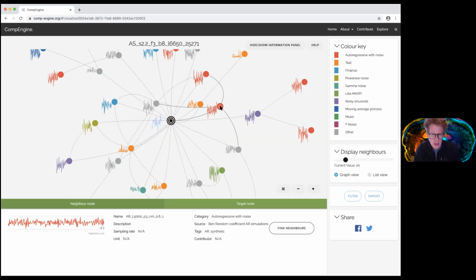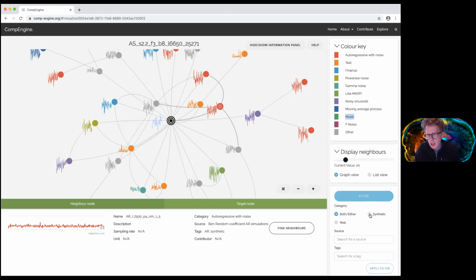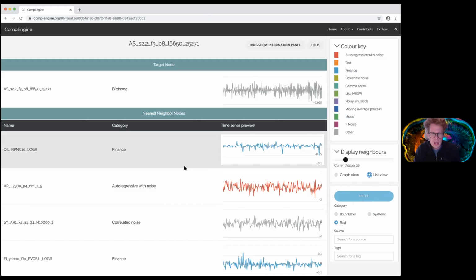Right? So it's saying that it looks similar to this autoregressive process with noise. We can zoom in on this guy and go, yeah, okay, maybe an AR model would give similar properties to this data, for example. We can see all the different things down the edge that it's matching to. In this case, only music is the one. I guess music makes sense because this is an animal sound, but we can filter on just synthetic data, for example. If we're just interested in model or only real data, we can look at it as a list.